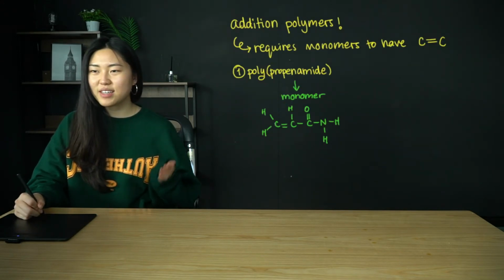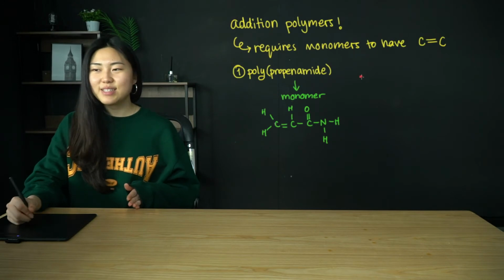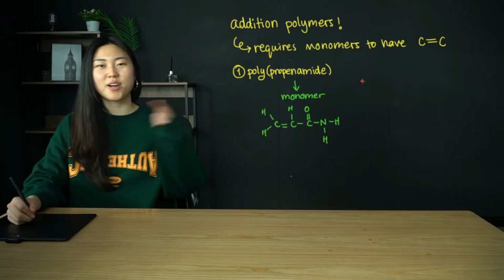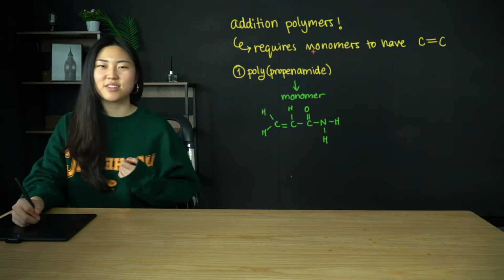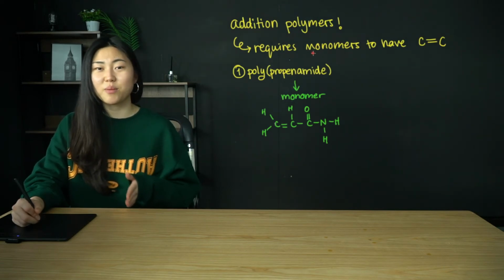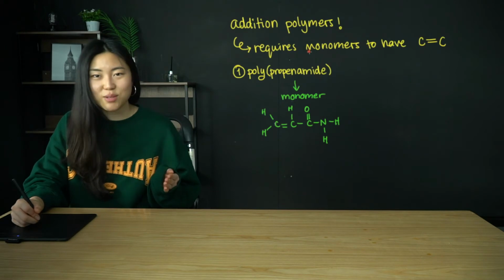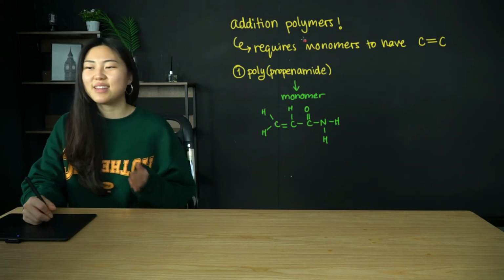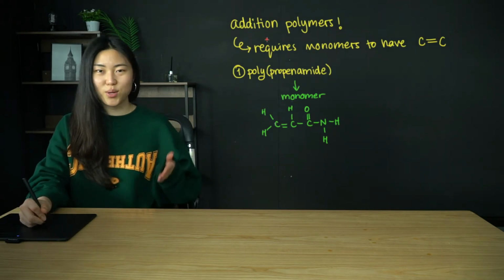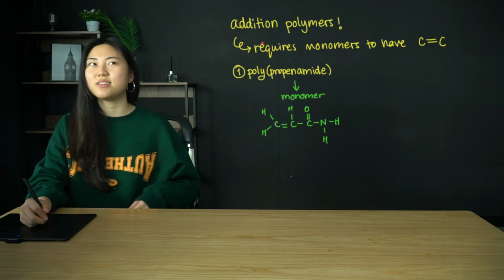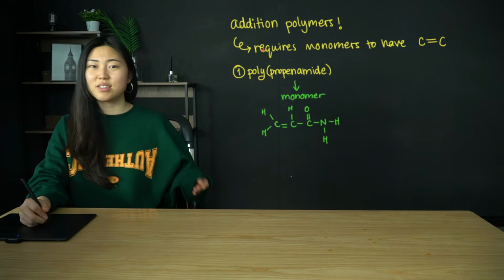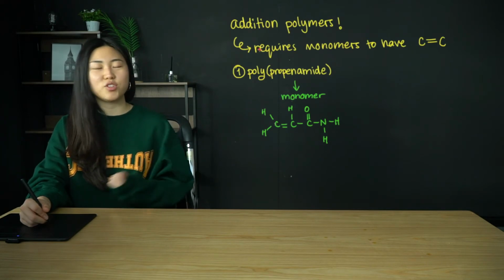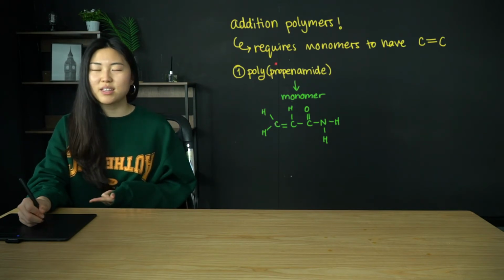And we're now going to look at some addition polymers. This requires monomers to have carbon-carbon double bonds. That is the most important factor, carbon-carbon double bonds. If they don't have carbon-carbon double bonds, we cannot make addition polymers. In this case, it's addition because we don't produce any other molecules. In condensation reactions, we had HCl or H2O removed, right?